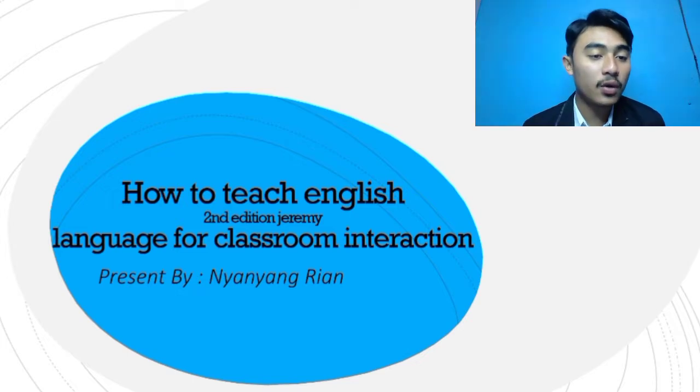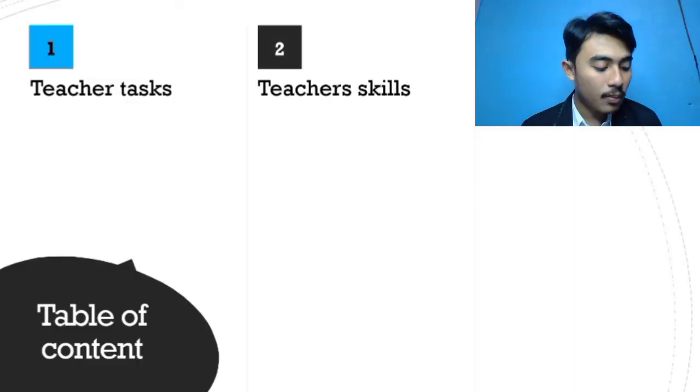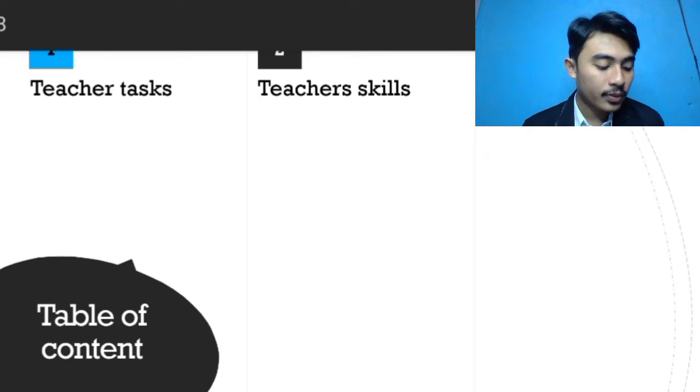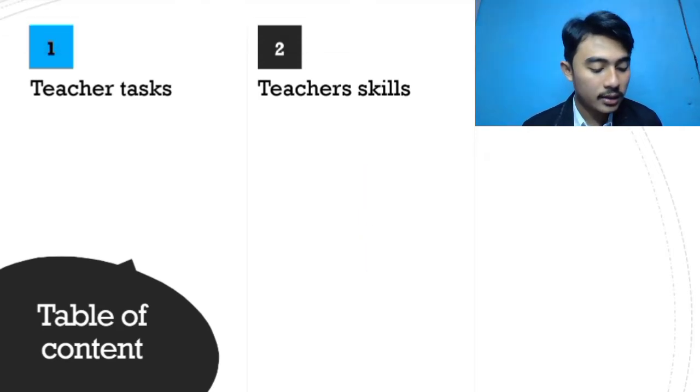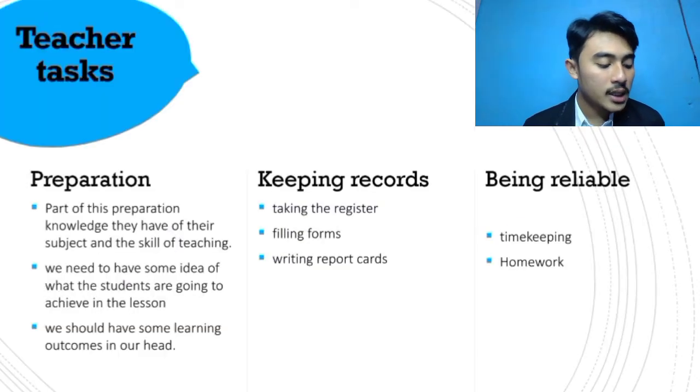Okay, the first material is about teacher tasks, the second is about teacher skills, and the last one is about the teacher's knowledge. Teacher tasks have 3 points. The first is preparation. Effective teachers are well prepared.